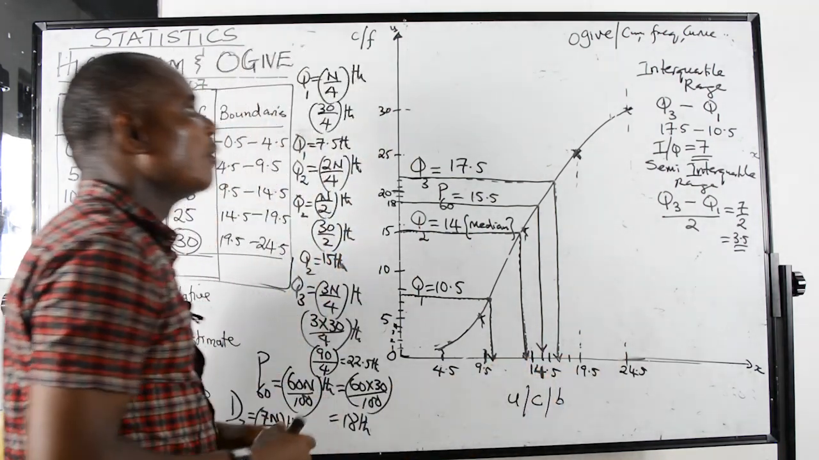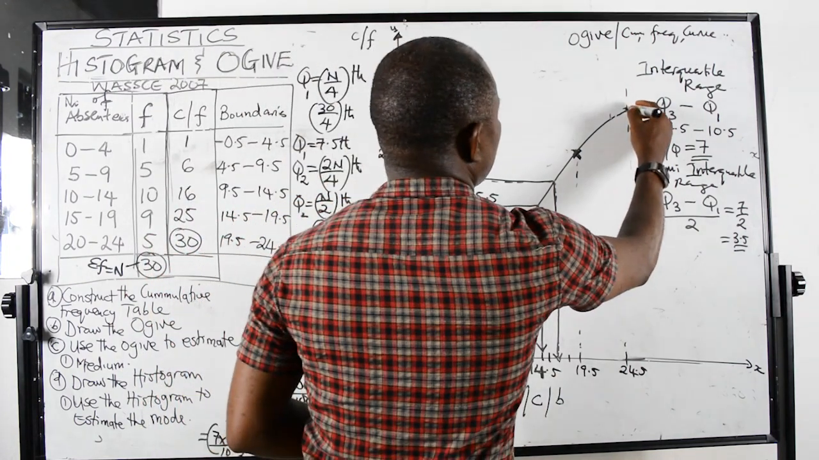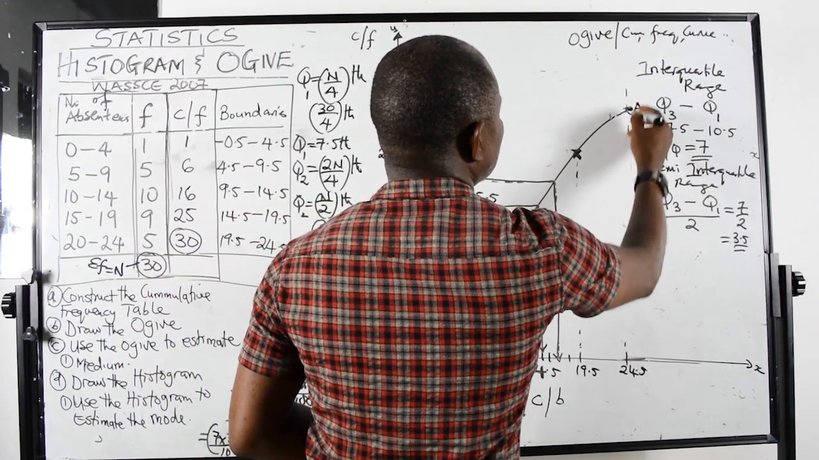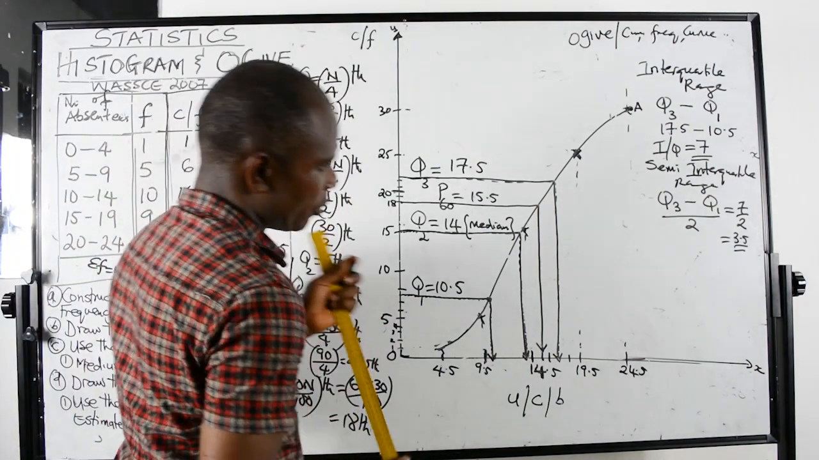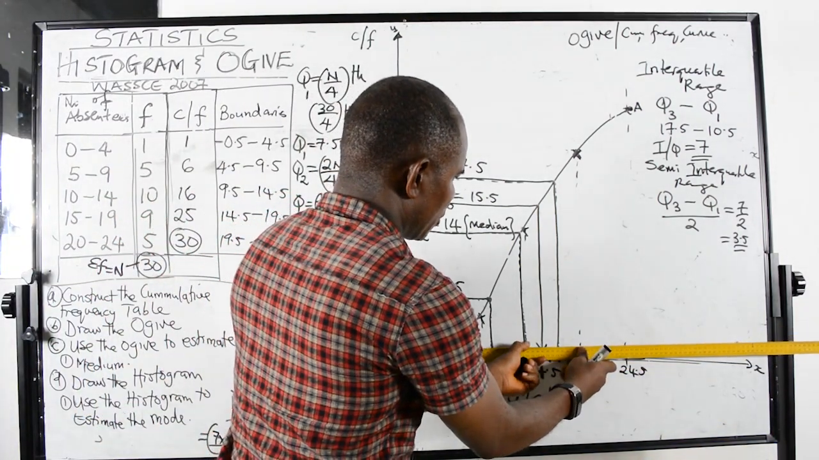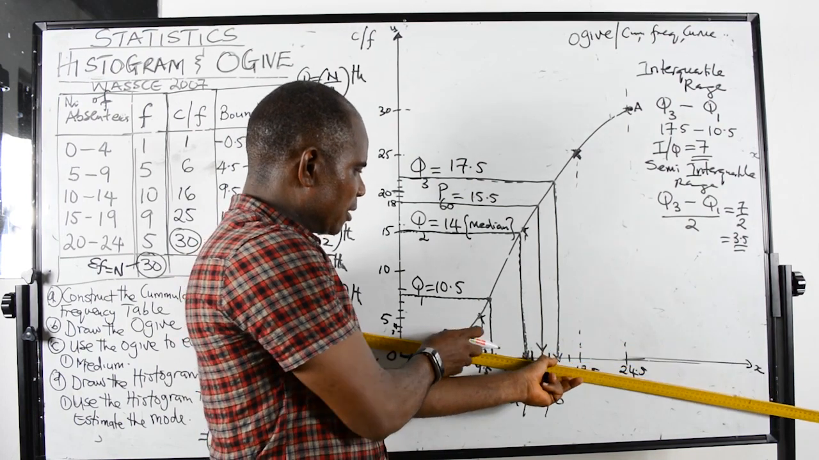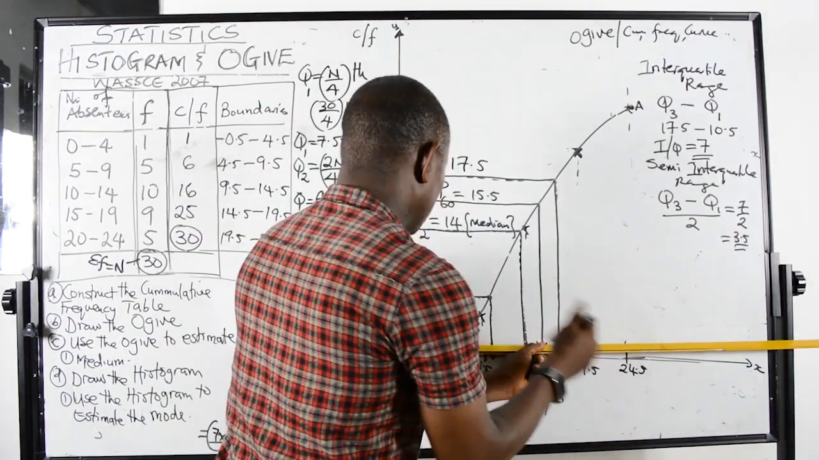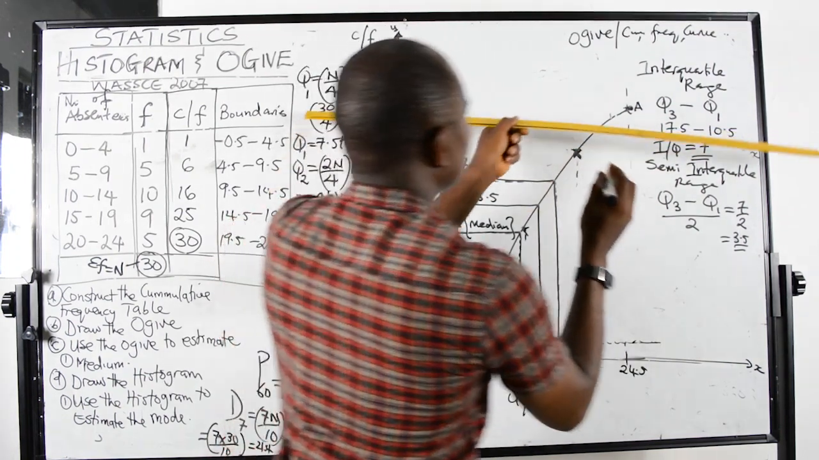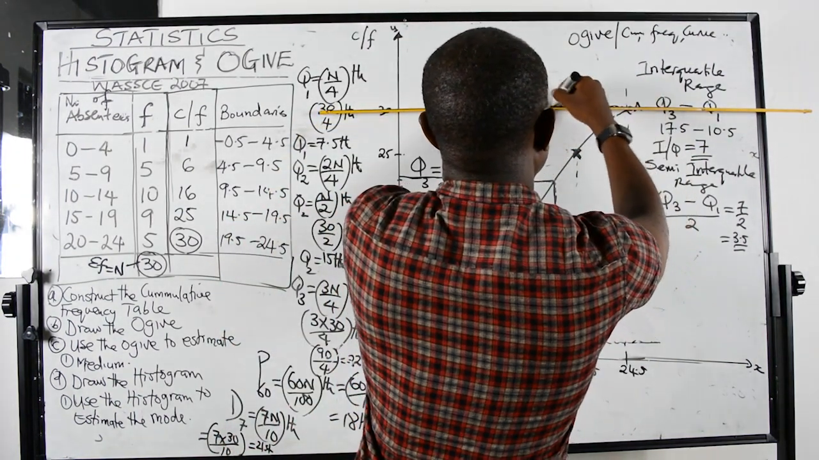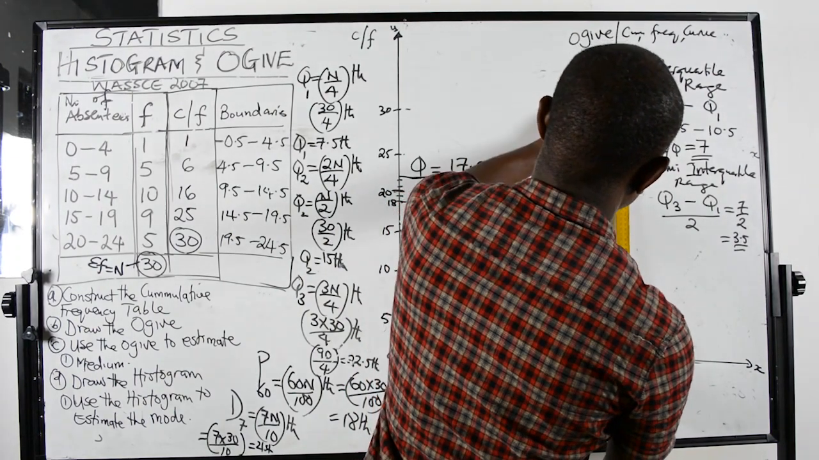You'll also be asked to draw the percentile axis. If I want to construct the percentile axis, I need the vertical distance between the highest point and the lowest point. So I'll just sketch that a little bit. If you want to draw the percentile axis, you look at the lowest point, somewhere here. And the highest point is somewhere there. Between this highest point and the lowest point, I've got to find the gap between them.